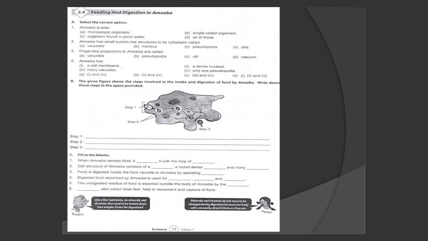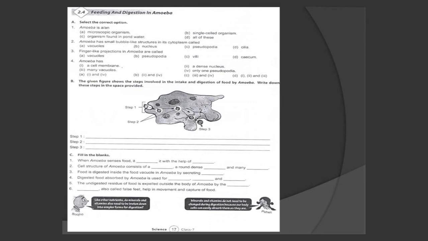Then B, observe the given figure and note down the steps involved. Step 1, ingestion. Food is drawn in, and then it forms a food vacuole. So it is called step 1, ingestion, where food is drawn in and then it forms a food vacuole. Then step 2, it starts digesting. So step 2, digestion.